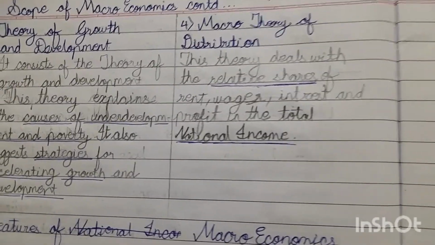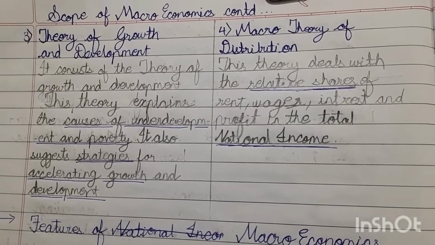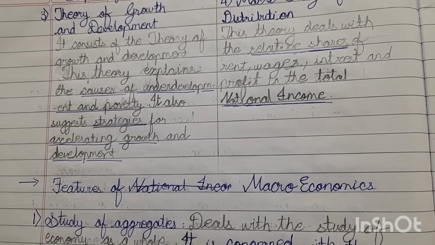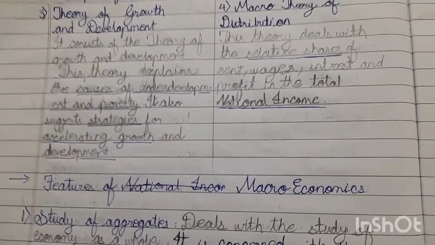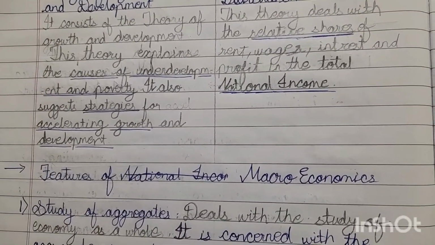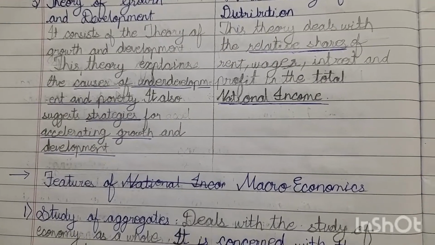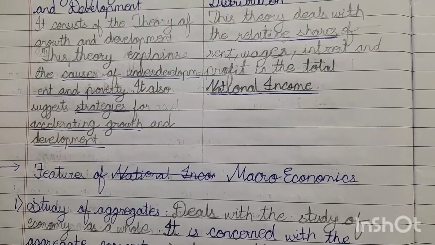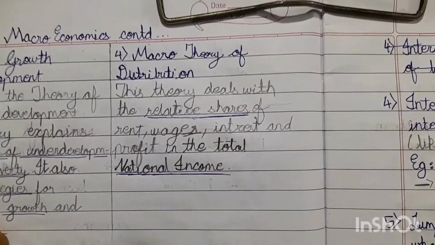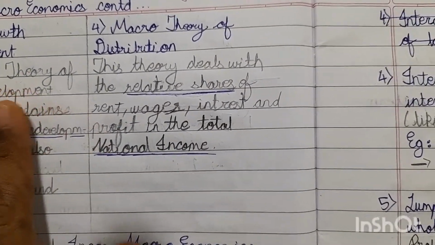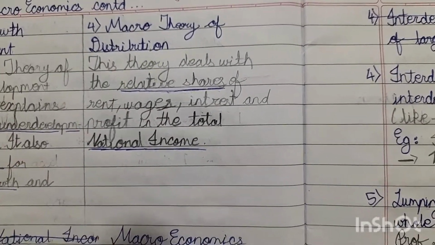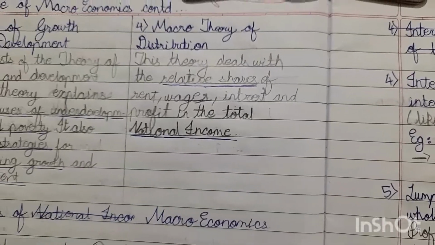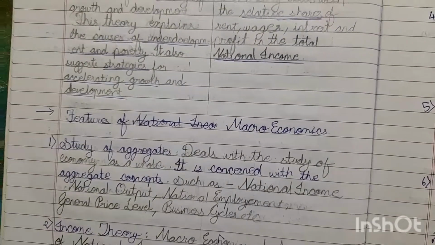Third point, theory of growth and development. It consists of the causes which avoid development or which break away from development, for example, poverty, and it tries to form strategies which can keep us away from all these problems. Fourth point, macro theory of distribution. This theory deals with relative shares of rent, wages, interest, and profit in the total national income.